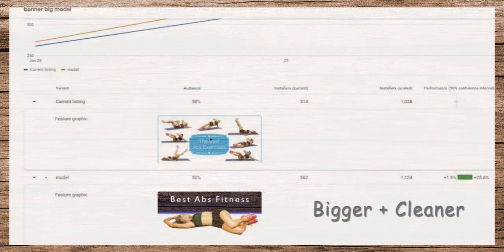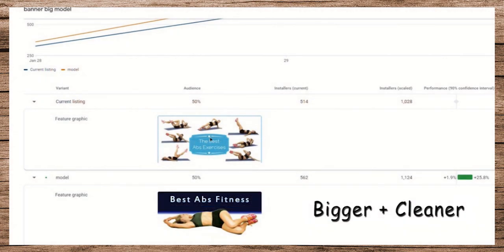Nice. Okay, for the last one, another feature graphic as done before. It's a bigger and cleaner one, the bottom one, of course, and the top one looks more complex and it's a bit hard to read the text. So the bottom one won by far, 25% improvement.